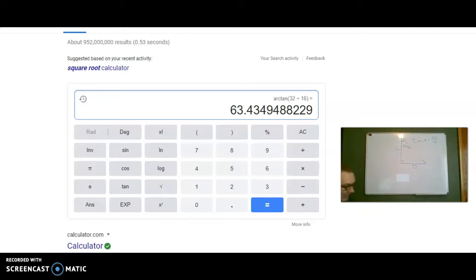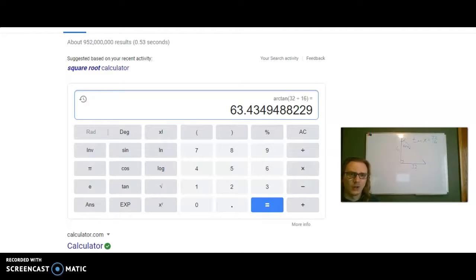Okay, so is that reasonable? Yeah. 32 is quite a bit bigger than 16. If this is 63, this is only going to be like 27, 26, something like that. So, yeah, the bigger side is across from the bigger angle. 63 seems perfectly reasonable. Yeah, that seems like a good, reasonable answer. I trust that answer. Feeling pretty good about that.